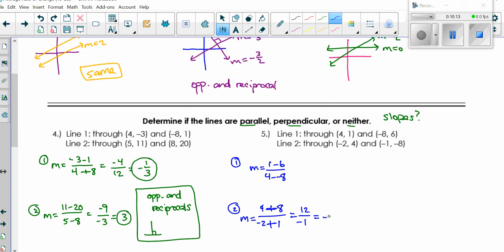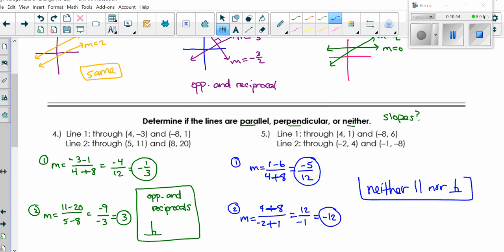So this means that my slope is negative 12. Up here, I get negative 5 over, this changes to a plus sign, over 12. So there's my slope for the first line, there's my slope for the second line. If I compare them, they're not opposite because that's negative and that's negative. They're clearly not the same. So these are neither. So neither parallel nor perpendicular, and this is the notation we use. So they're just intersecting lines.